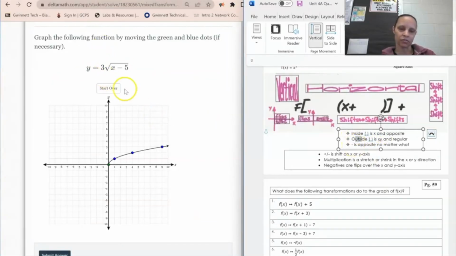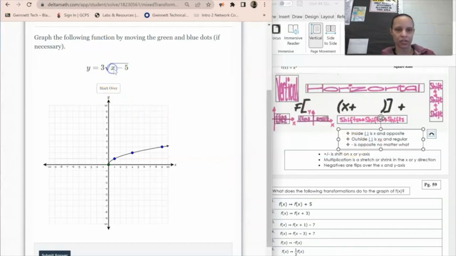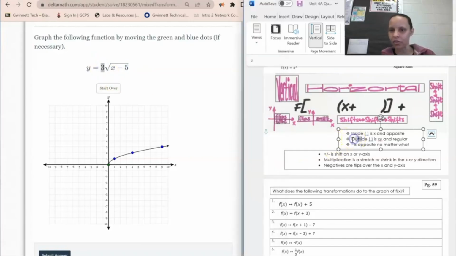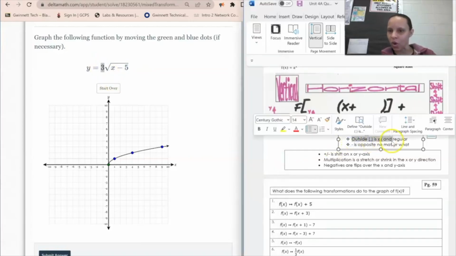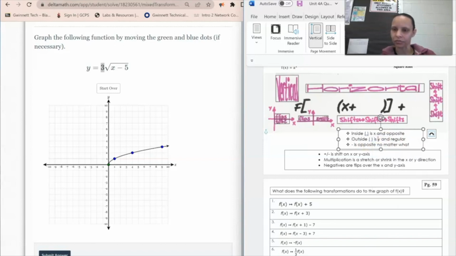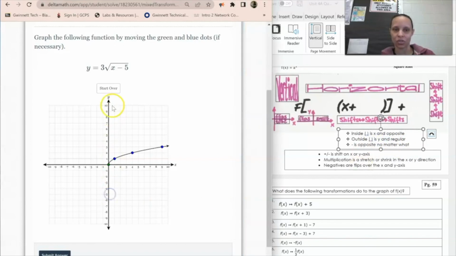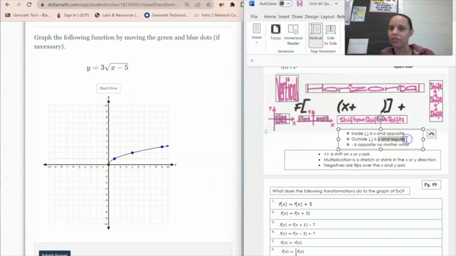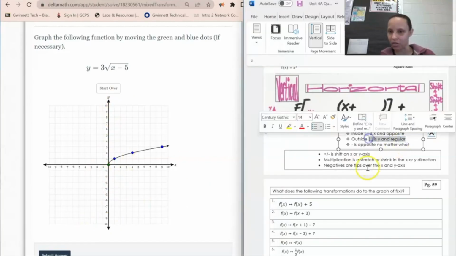So I'm looking here. My function is related to the x. Right now I have something outside and I also have something inside. So let's deal with this 3 first. This is outside. So outside is y and regular. Outside is y and regular. So it's the y-axis. It's got to do with something going up and down, and it's whatever you think. So keep this in mind.